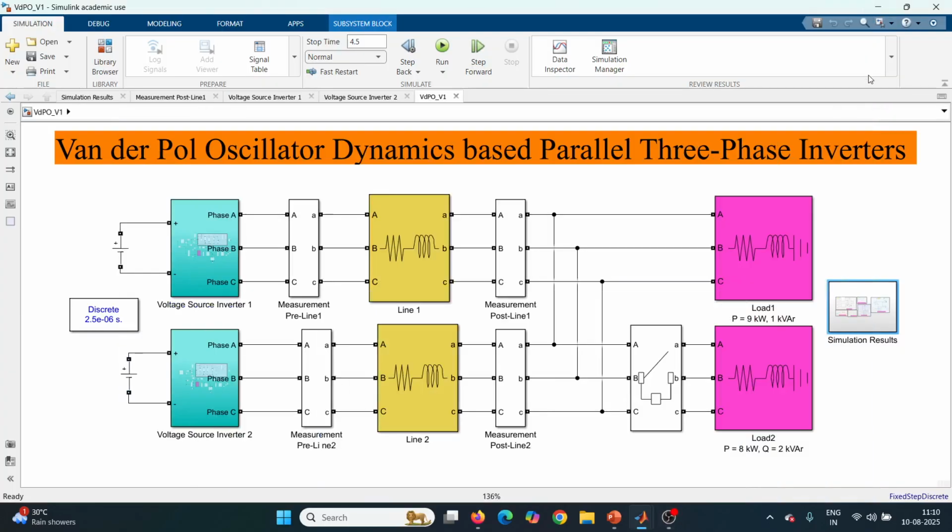Hello everyone. We all know that virtual oscillator control is an emerging decentralized control method for grid forming applications. Today we are going to see the simulation of one of the first developed virtual oscillator controls, that is the van der Pol oscillator dynamics based grid forming controller that we can use for parallel operation in a microgrid. The converter control using a van der Pol oscillator is suggested to advance the development of nonlinear oscillator based control techniques.